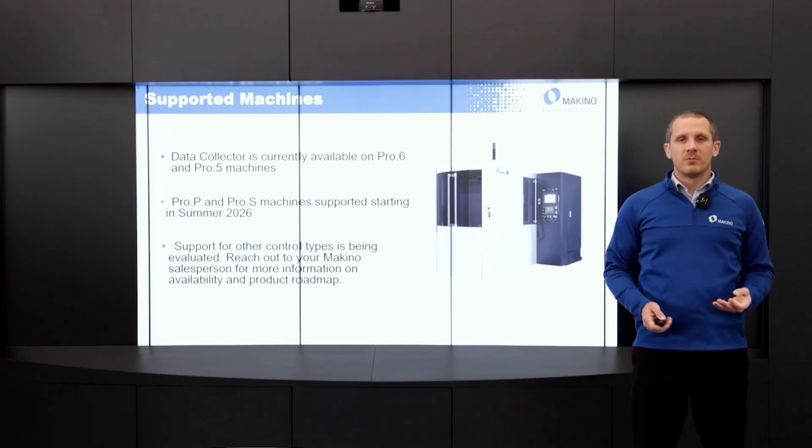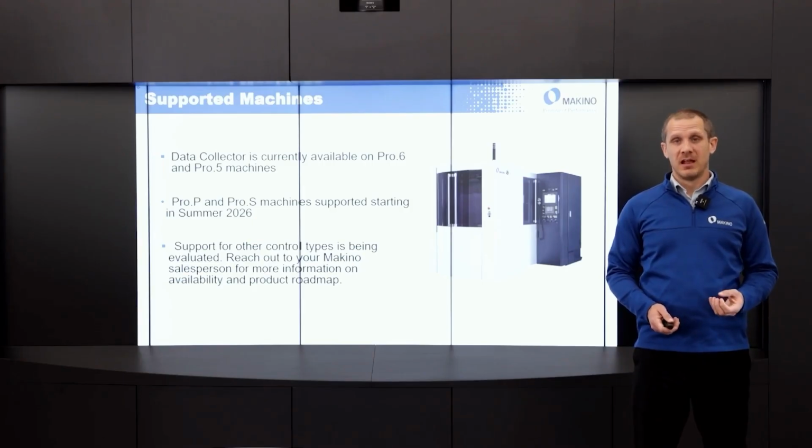Data Collector is currently available on Pro 6 and Pro 5 milling machines. In summer of 2026, we plan to release support for Pro P and Pro S machines. Other control types are still being evaluated, so reach out to your Makino salesman for the latest machine control support and product roadmap. So far, we've been talking about the use case where the customer only needs to read data from the machine.